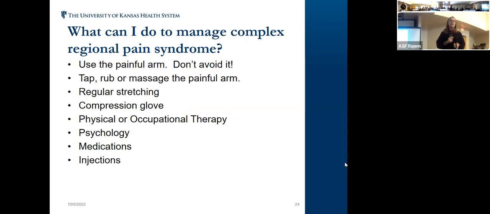Okay, so what can I do to manage complex regional pain syndrome? The big thing is use it. Use a painful arm. Don't avoid it, because if you keep avoiding using that arm, it's just going to hurt worse. It's a little counterintuitive, but what you really need to do is start to tap and rub and massage the painful arm, lightly at first.